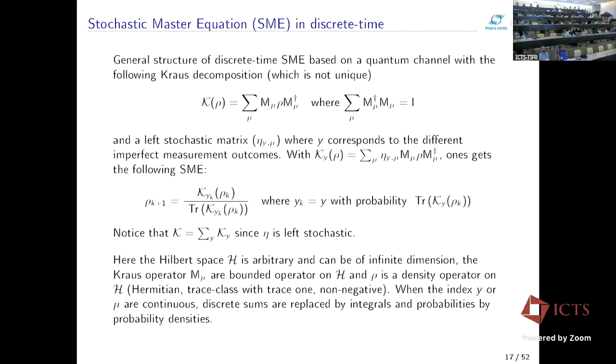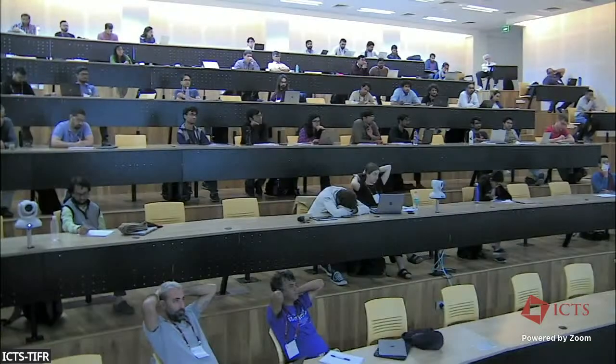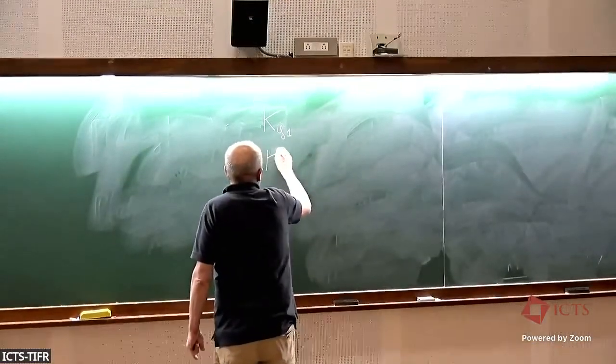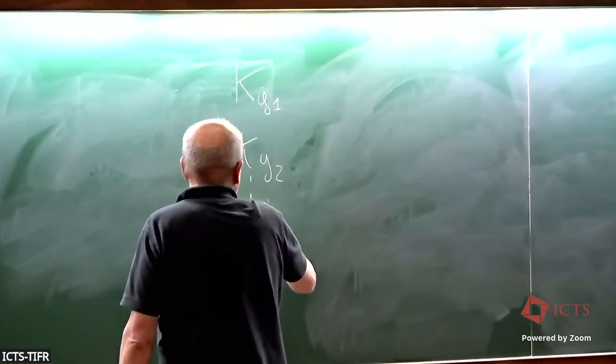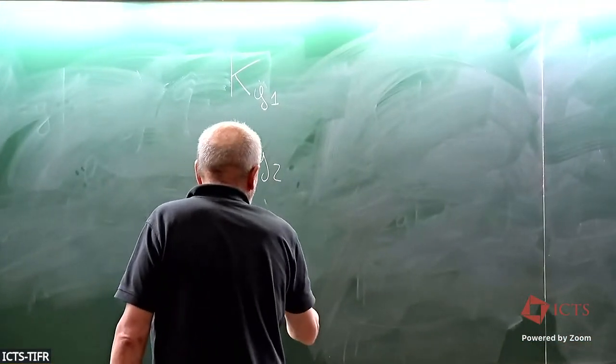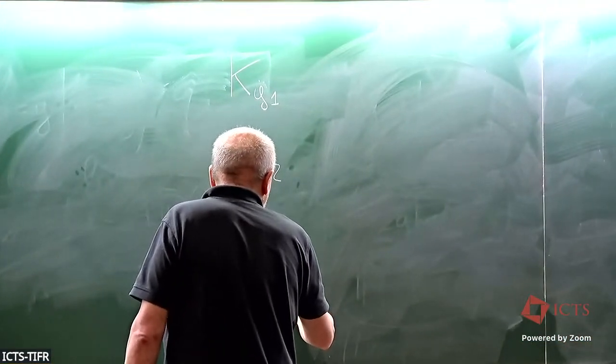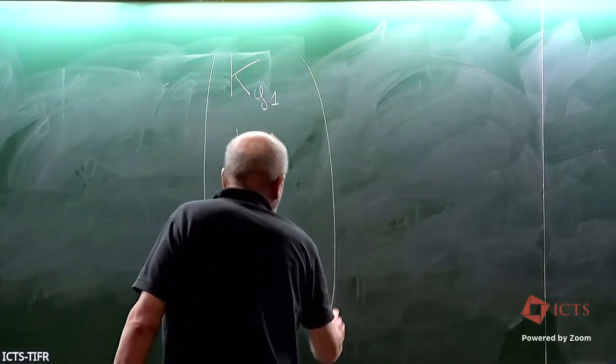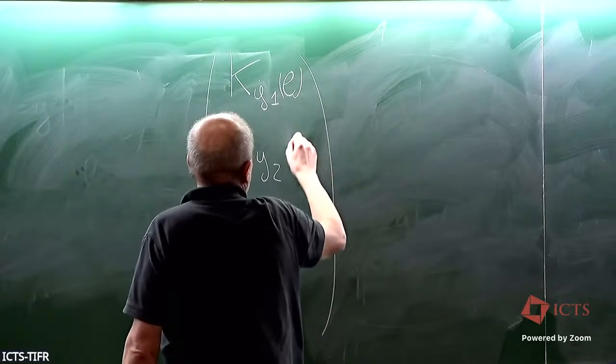You have two objects. First, you have a partial CP map with a different outcome, I will say sigma. Okay? And this is a partial CP map.